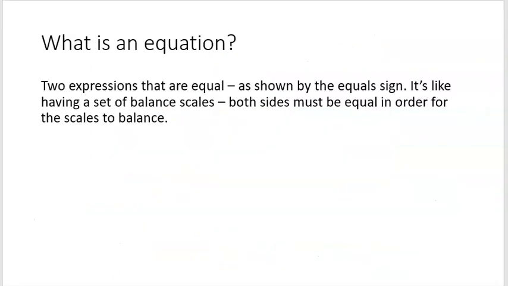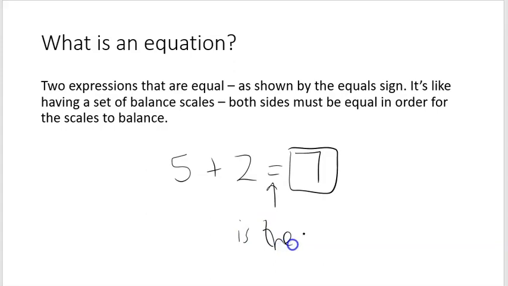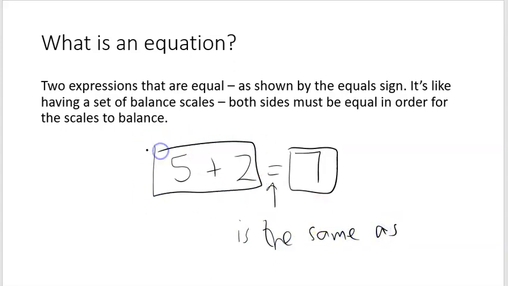So what is an equation? An equation is 2 expressions that are equal, as shown by the equal sign. So if you have 5 plus 2, you've always thought the equal sign means, and the answer is 7. But it actually means that the value of 7 is the same as the value of 5 plus 2. It's like scales, they balance, and we'll look at that on the next slide.